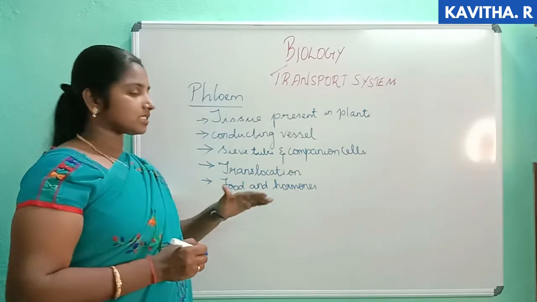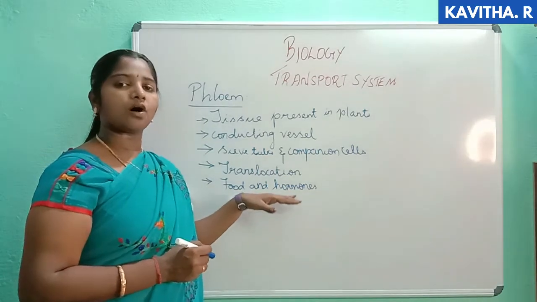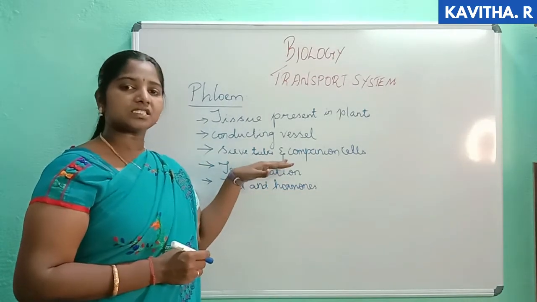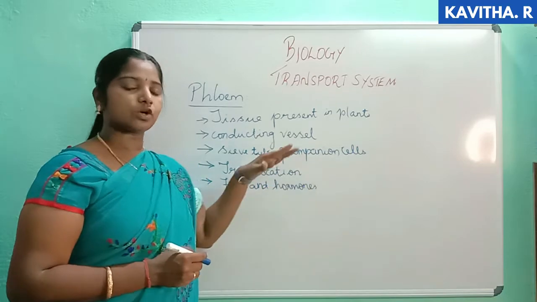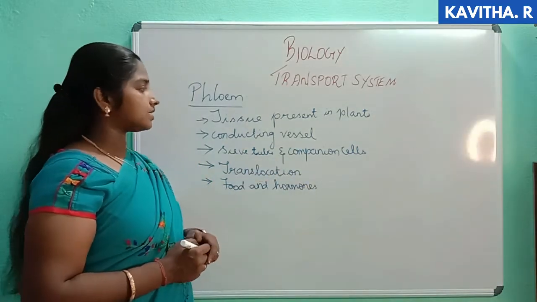This mechanism, the transportation of food through all parts of the plants by the sieve tubes and companion cells, is called translocation.